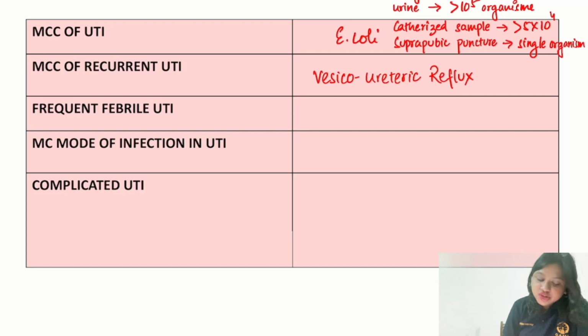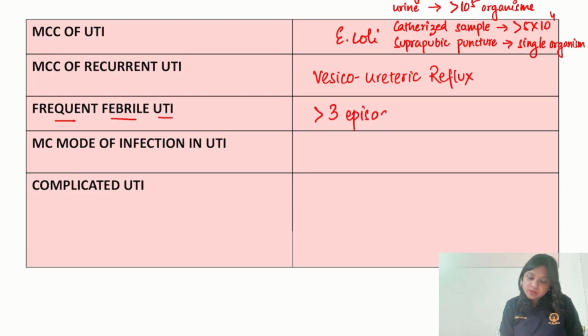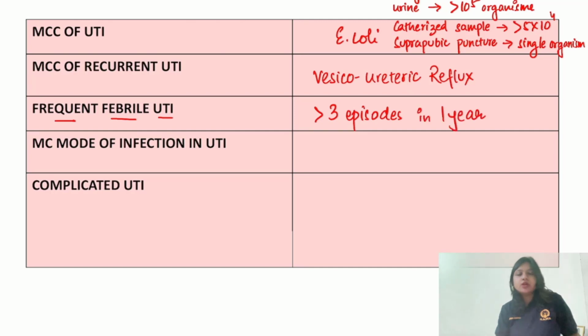Now another definition: what is meant by frequent febrile UTI? So UTI associated with fever and frequent. So UTI where we have fever, so we need to know how frequent it is. It is more than 3 episodes in 1 year. The most common mode of infection in UTI is ascending.